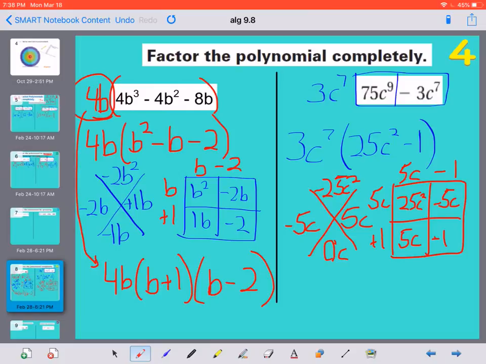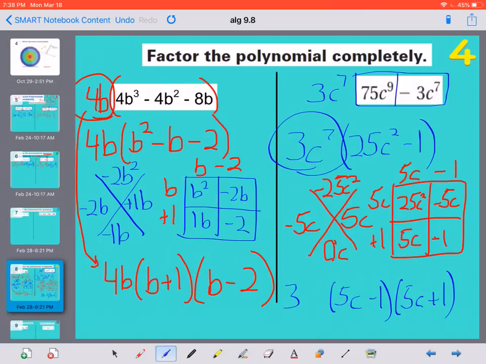My answer then is 5c minus 1 times 5c plus 1. Now don't forget what we took out, which was 3c to the 7th. So that goes in front.